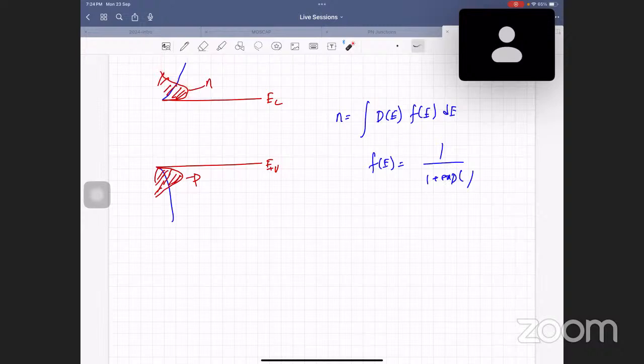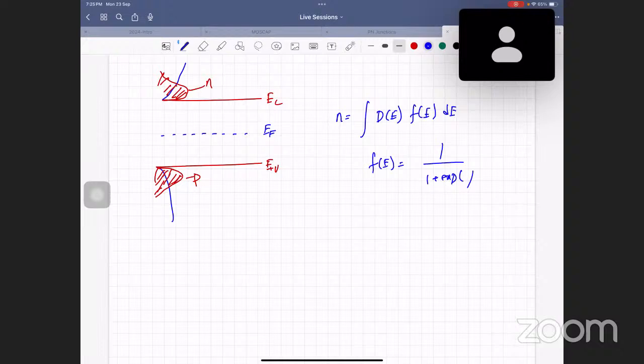Now, if you have a situation like this where there is equal probability of electrons in the conduction band and holes in the valence band, what is the probability of finding electrons here? F of E. Okay, let's skip that part of it. Since there is equal probability of finding electrons and holes here, your Fermi level is going to be somewhere in the middle of the gap. But this is a regular intrinsic semiconductor.